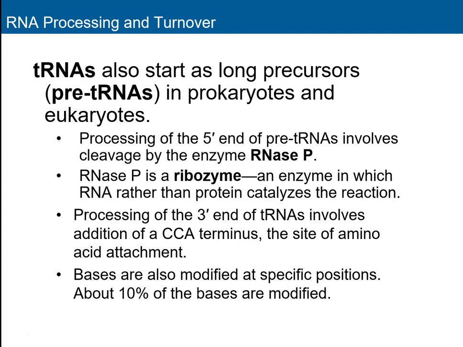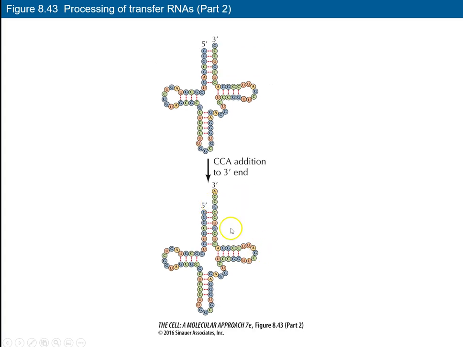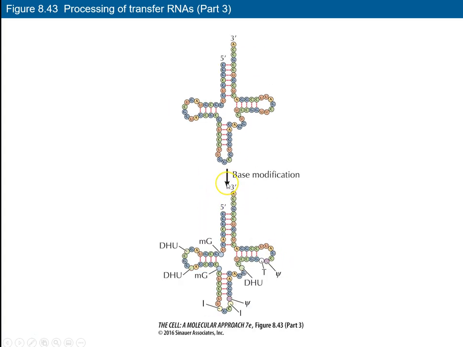And again, it's a ribozyme. Okay, so it basically is an RNA. It's not a protein, so it's an enzyme that's an RNA enzyme. And then there's also processing that occurs on the 3' end, and basically it adds this CCA terminus. Okay, and that's actually where the amino acid will attach. Also, in tRNA, bases get modified, okay? So there's a couple ways in which the tRNA is processed. So first, right, it's longer, so this RNase P ribozyme will cleave this part off, and then you end up with this, and then you're going to have several modifications of the 3' and the 5' end that we talked about, right? So you have a CCA that's added to the 3' end, and then you also have modification of bases.